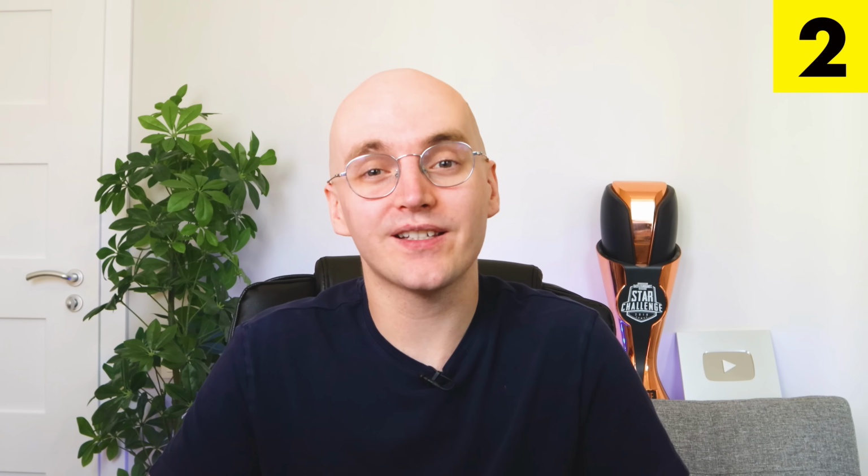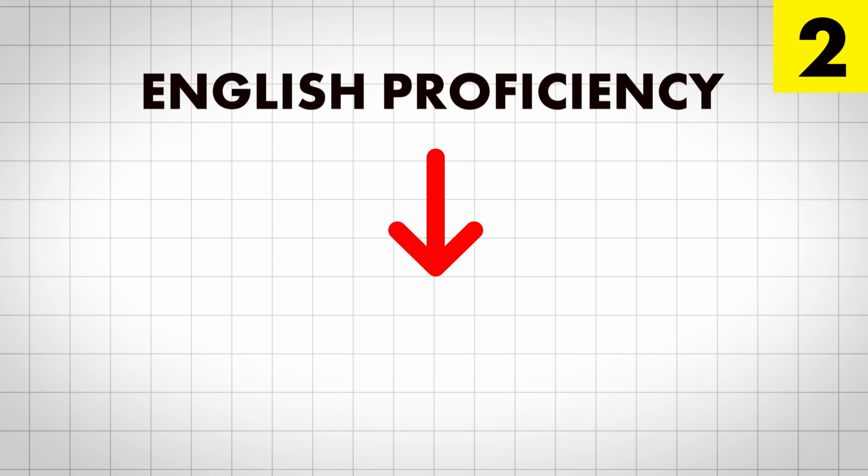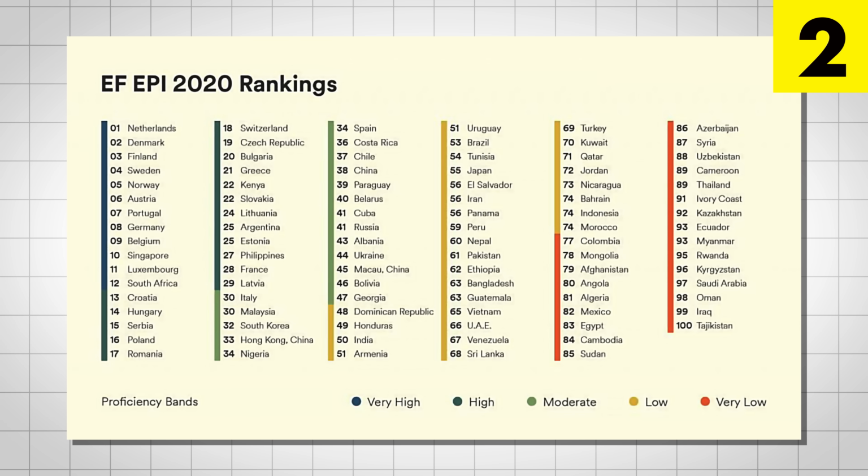Next up, not every single country that you're not reaching requires dubbing. Maybe they just don't like your content. So for that reason, the second thing we're going to be looking at is English proficiency. This means that we're going to look at which part of the population actually speaks English at a decent level. And here's a quick chart if you want to look at it. I will make sure it's on screen, you can pause it, then you can see English proficiency.